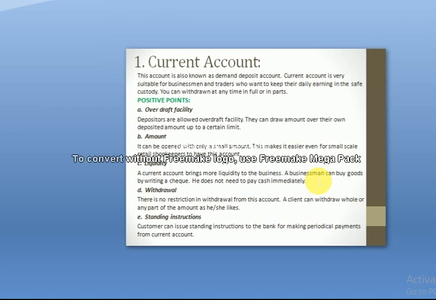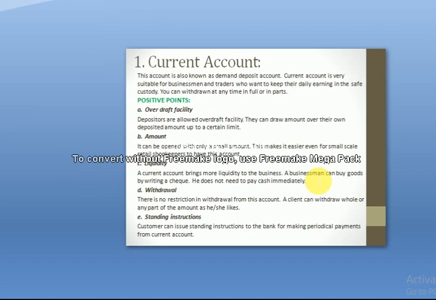Look at overdraft. As its name indicates, overdraft means this is a type of loan which is provided by the bank to the current account holder. Like, I have a current account and I have a limit, a 3 lakh limit, that I can overdraw from my current account.